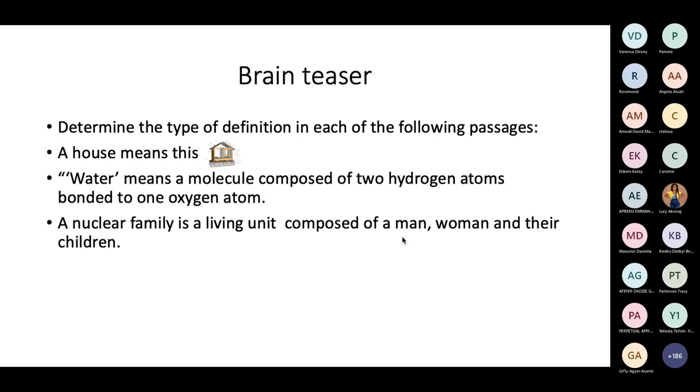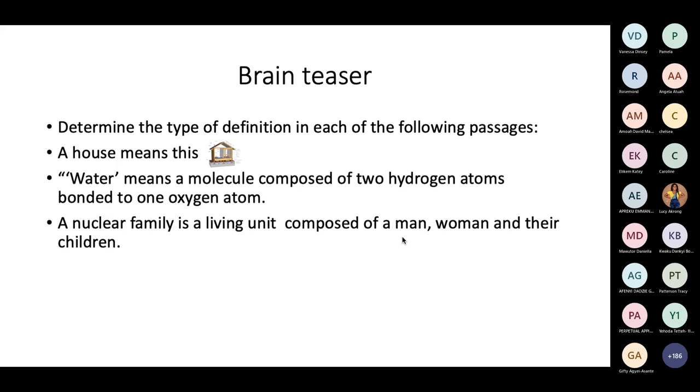Now let's determine the type of definition in each of the following passages. Now, a house means this. And then you see a little picture of a house. What kind of definition is this of a house? Ostensive definition. Yeah, ostensive. That's right.